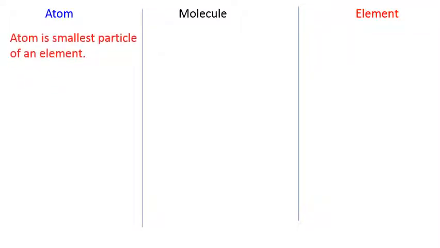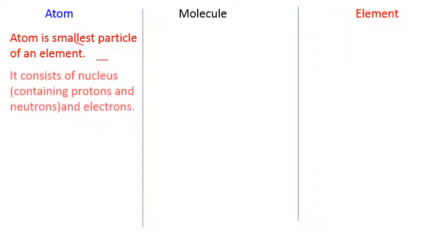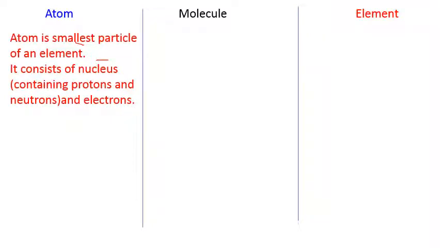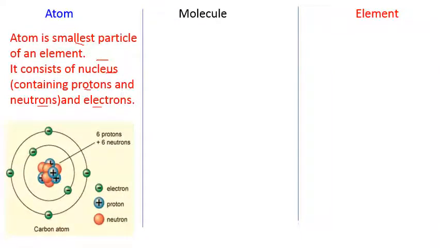Now see, what is this atom? It is nothing but the smallest part of the element, and in an atom there is a nucleus. In the nucleus protons and neutrons are there, while electrons are revolving around the nucleus. Now see, this is one example of an atom, the carbon atom. At the center 6 protons and 6 neutrons are present, while these 6 electrons are revolving around this nucleus.